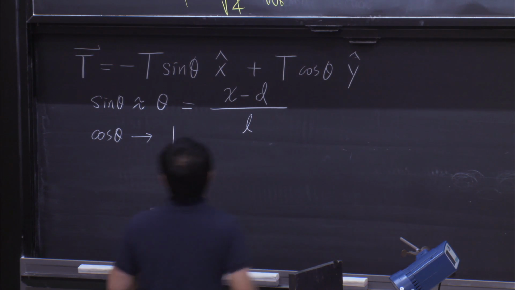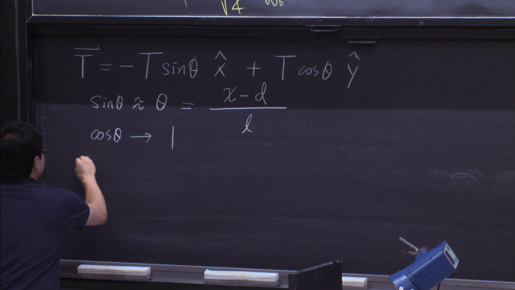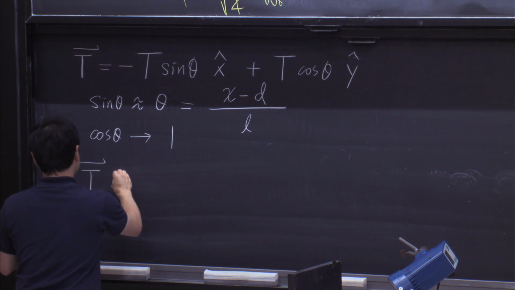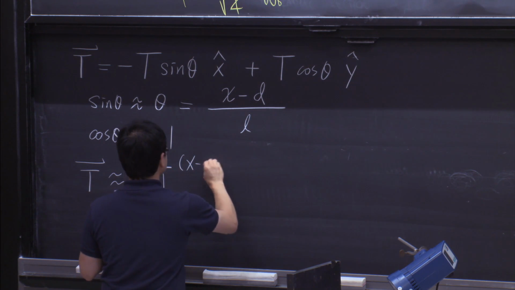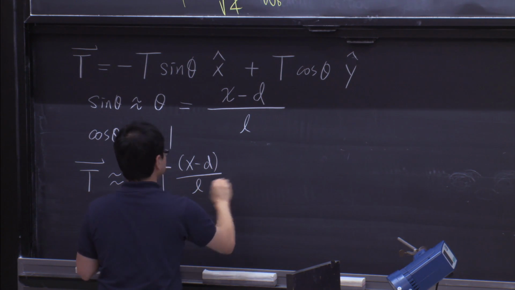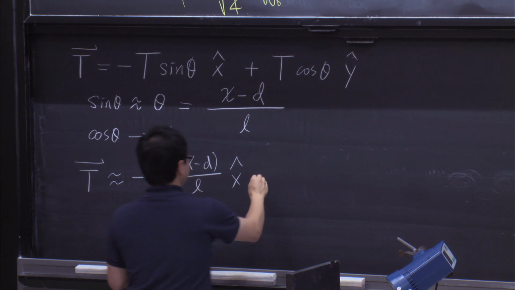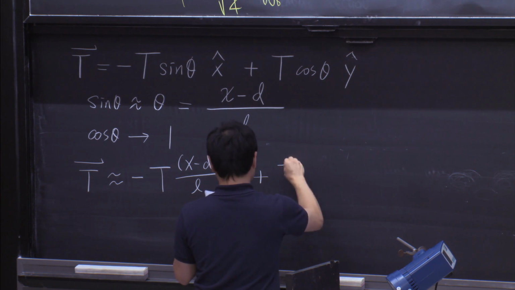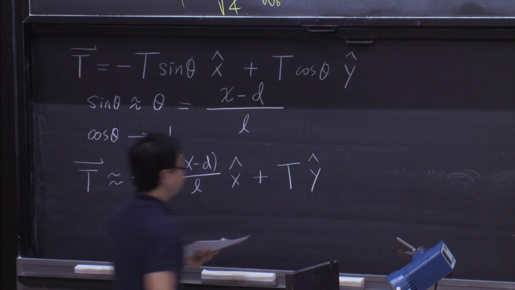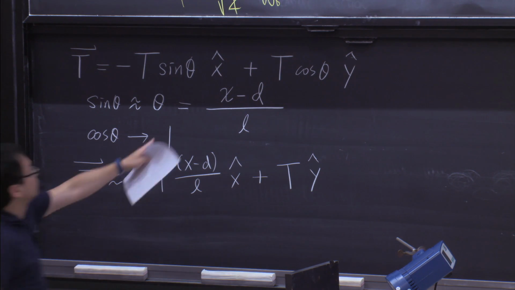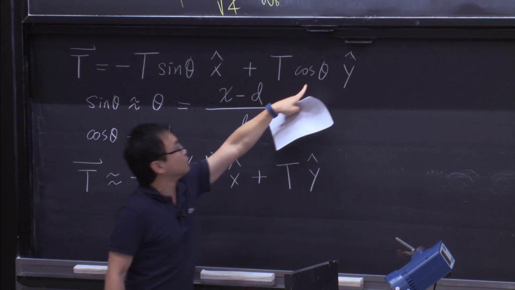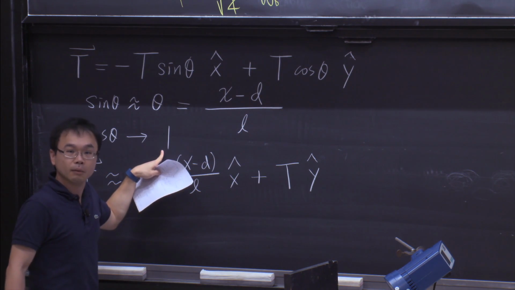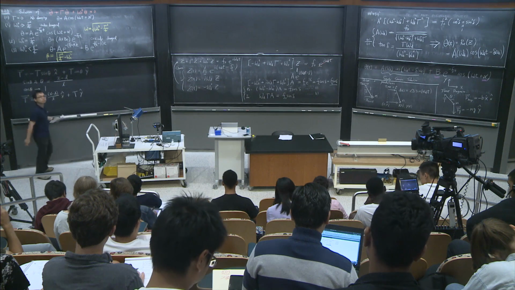Then after this approximation, my T will become minus T times x minus d divided by L in the x direction, plus T in the y direction, because sine theta is replaced by this approximated value and cosine theta is replaced by 1. Any questions? Yes.